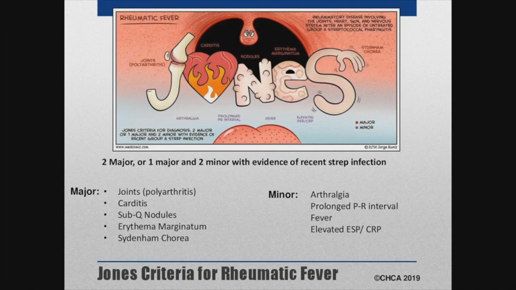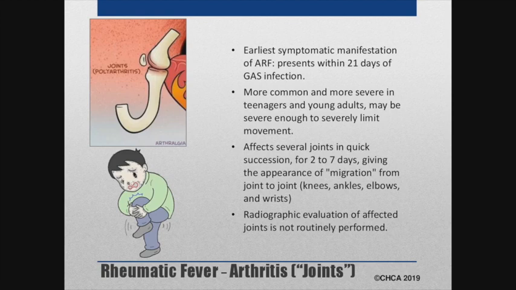So some of those major areas are polyarthritis. So this is inflammation of the joints, carditis, subcutaneous or sub-Q nodules, erythema marginatum, or Sydenham chorea. The minor ones would be arthralgia, prolonged PR interval, fever, or elevated ESR-CRP, which we may not know until a little later, once the blood work results come back. So let's review these each together.